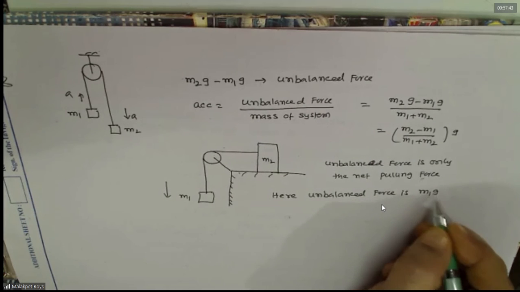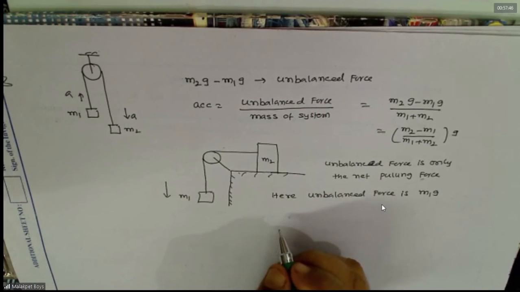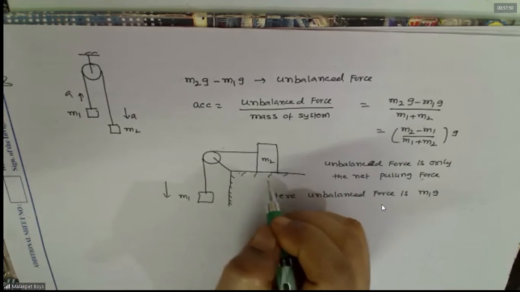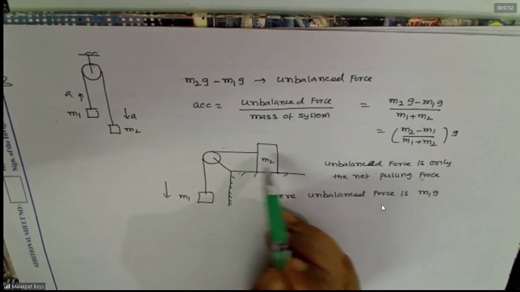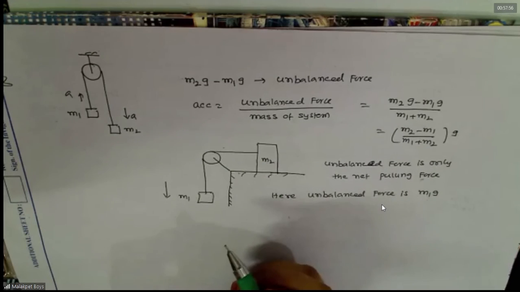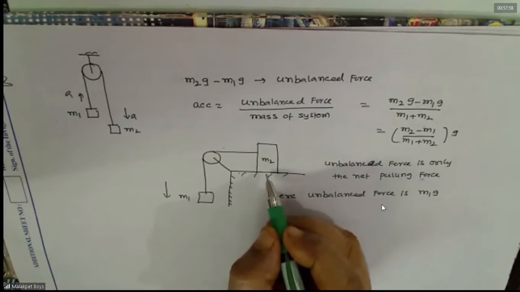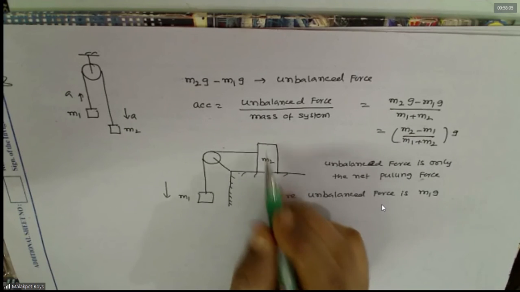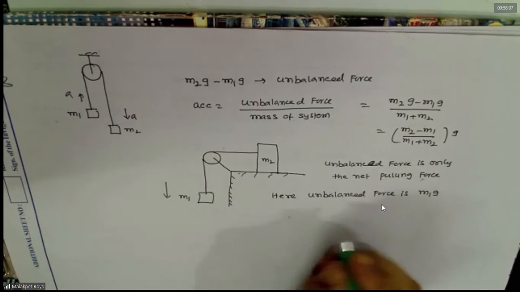Sir, the normal force also comes in, sir. The normal force on M2, the block is moving like this. N2 is upward and M2G is downward. There is no motion in this direction, no? Yes, sir.